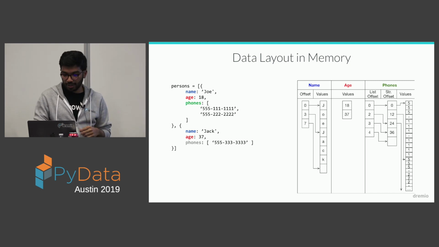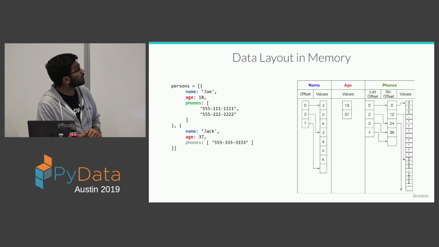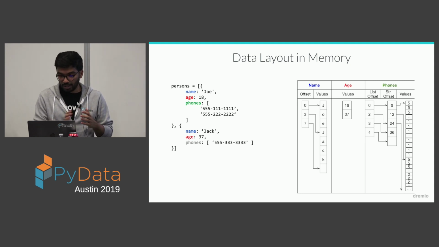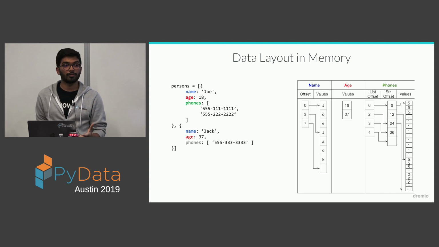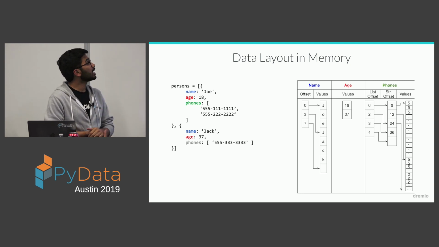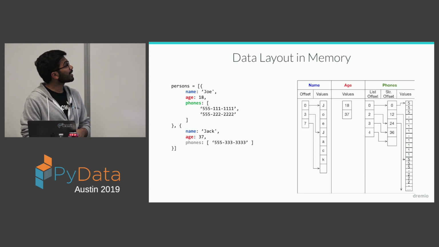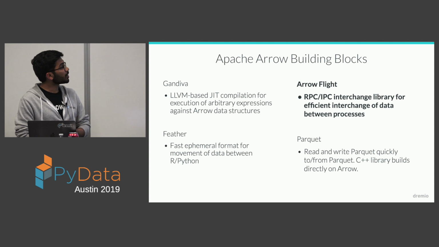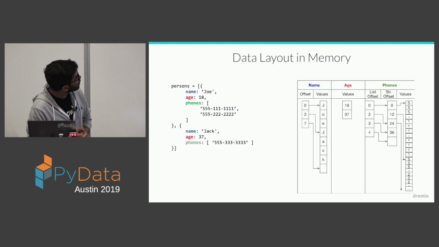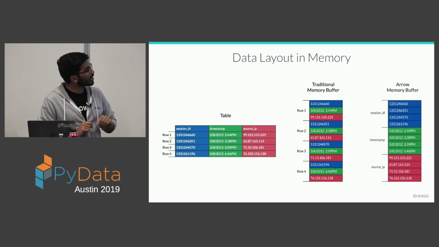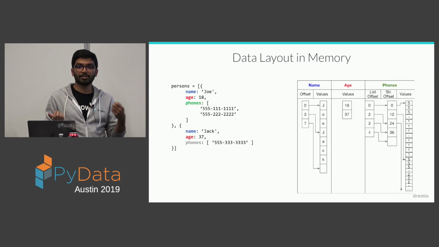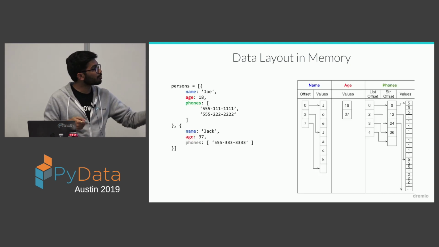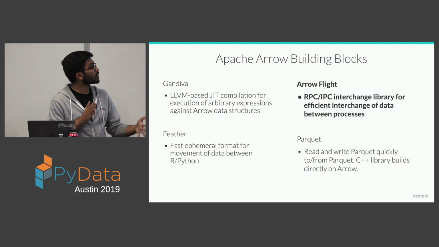So once we have a format like this, which is the Arrow memory buffer, we can build a lot of libraries on top, which is what Arrow is. You can build libraries for arbitrary expression compilation. You can build RPC libraries on top. I'm not very sure about Feather, but at the scan level on the disks, you can read Parquet files directly into memory, and you can have efficient layers there too.